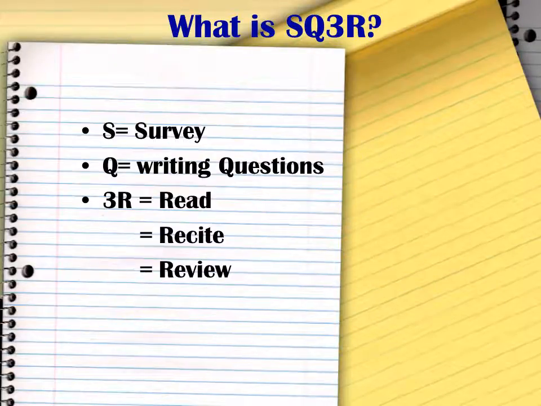What is SQ3R? Well, the S stands for survey. This is when you give an initial look over the piece of text to be learned. If you're not managing with large pieces of text, choose a smaller chunk and do the whole procedure with the small chunk. Q stands for writing questions. These are questions that you're going to generate. And the 3 R's are read, recite, and review.